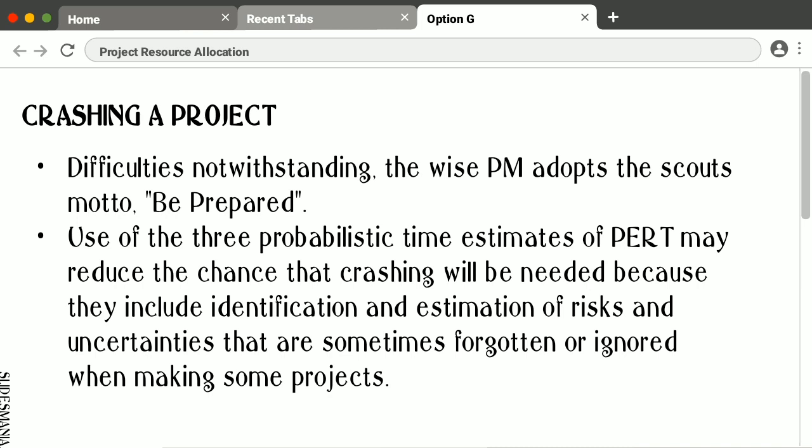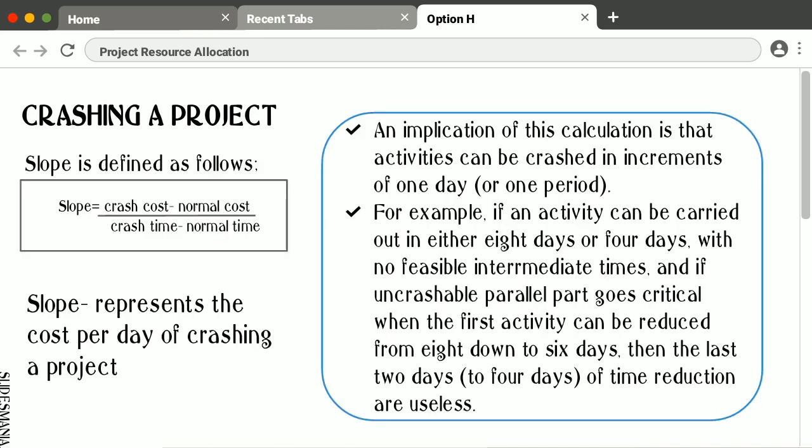Things such as last-minute changes in client specifications and having no permission to extend the project deadline by an appropriate increment are examples of these uncertainties. So, we will be using this formula. Slope is equal to crash cost minus normal cost over crash time minus normal time. So, slope represents the cost per day of crashing a project. By the way, crash cost is the cost associated with selecting the faster alternative to complete the effort. Crash time is the amount of time that the activity will take if the additional resources are expended.